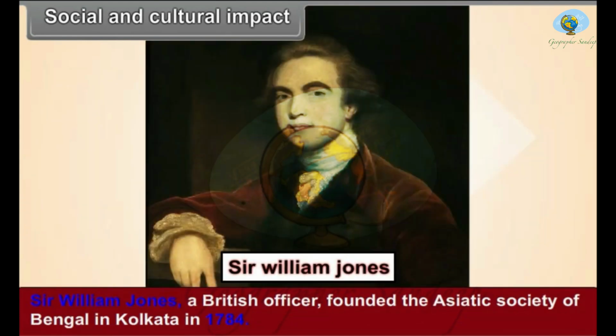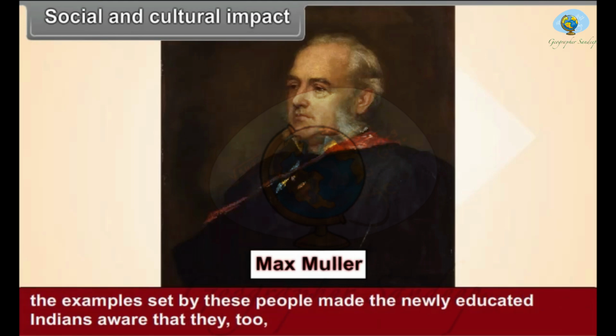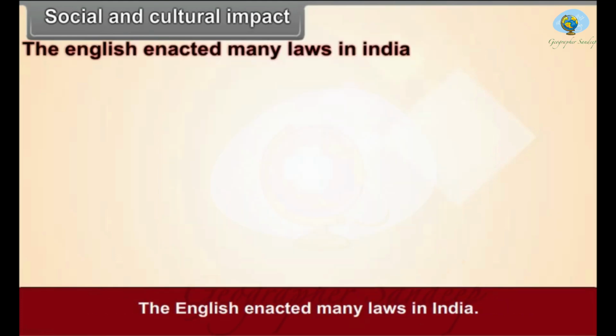Sir William Jones, a British officer, founded the Asiatic Society of Bengal in Kolkata in 1784. Max Müller, a profound German thinker, was a great scholar of the religions, languages and history of India. The examples set by these people made the newly educated Indians aware that they, too, should study their own religion, history and tradition. The English enacted many laws in India.